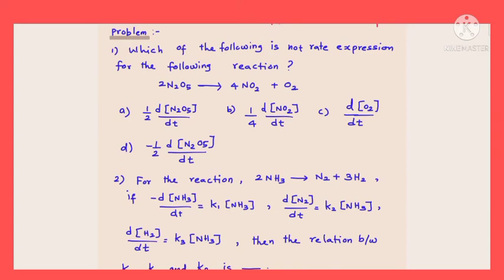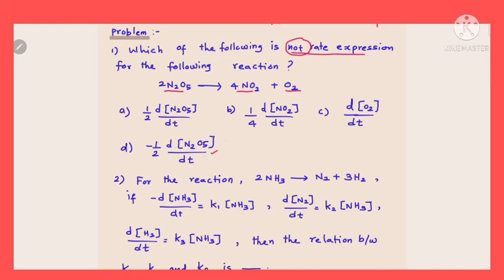Now question number 1, which of the following is not a rate expression for the following reaction. It's nothing but dissociation of nitrogen pentoxide to form nitrogen dioxide and oxygen, okay, right. You are given 4 options, among this one is not an exact rate expression, okay, right. So here N2O5 is reactant, so while giving the rate expression, here we have to use a minus sign, isn't it, right. For minus 1 by 2 d of N2O5 divided by dt.